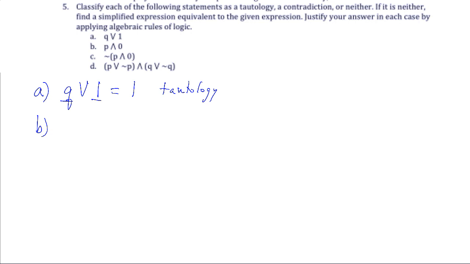Okay, so P and 0. Well, this one's very similar. It takes both sides being true to make the and true, and that's the only case where the and is true. And if we have a false on one side of an and statement, it's always going to come out to be false. And so this is a contradiction.